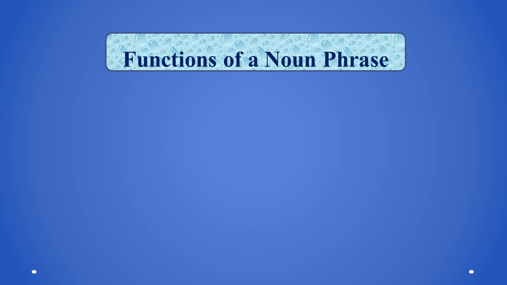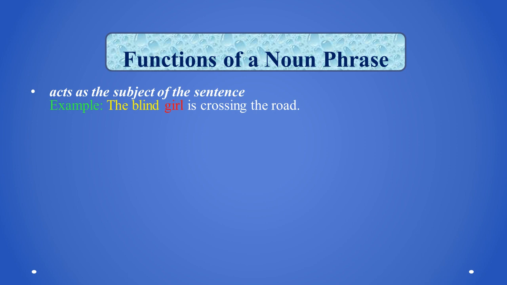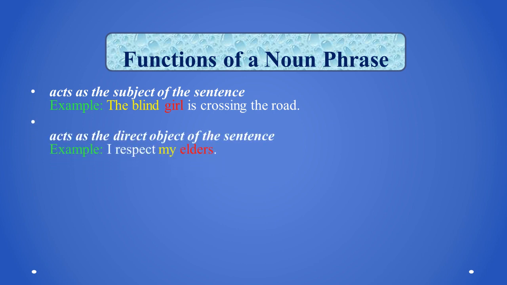Let's see now what functions a noun phrase can play in a sentence. First of all, it can act as the subject of the sentence. In the given example, the blind girl is crossing the road. The blind girl is a noun phrase. It is acting as the subject of this sentence. Then it can also act as the direct object of the sentence. A direct object is one which receives the action directly. For example, I respect my elders. My elders is the direct object of the sentence and it is a noun phrase.